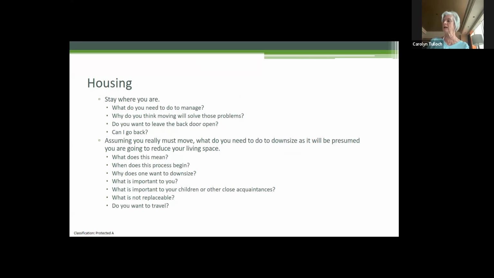As far as housing, I'm a great advocate of stay where you are. When I went to visit my father in his assisted care facility, he took me into his bathroom and he said, "Now, Carolyn, this is my brush and this is where it is. This is my comb, this is where it is. This is my toothbrush, this is where it sits. Now don't move those items because I know where they are."